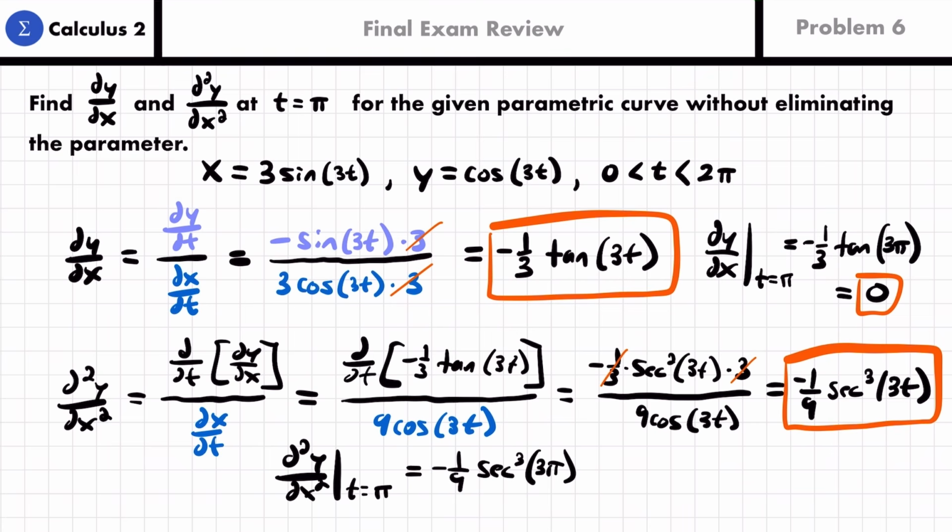And secant of 3 pi is negative 1. So this is equal to negative 1/9 times negative 1 cubed. And negative 1 cubed is negative 1. So we'll have negative 1 times negative 1/9, which will just be equal to positive 1/9. And so positive 1/9 is the evaluation of the second parametric derivative at t equals pi. And with that, we have now finished this problem. We found both the first and second parametric derivatives and evaluated them at t equals pi.